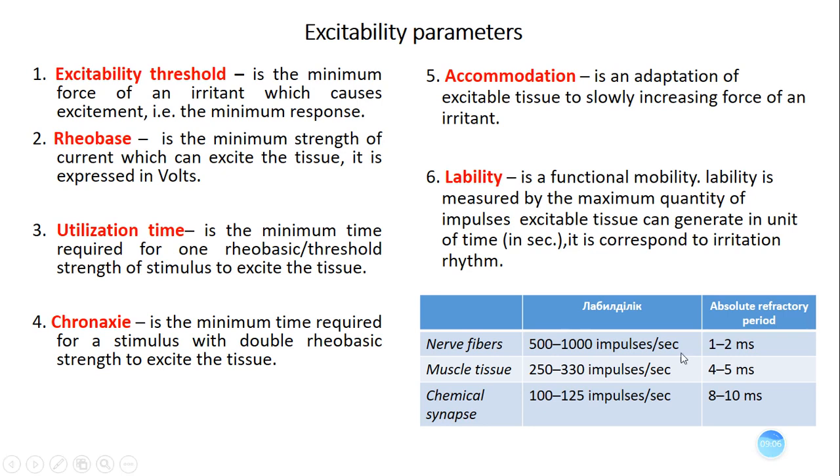It's 1 to 2 milliseconds, and the muscle tissue's absolute refractory period is 4 to 5 milliseconds, and the chemical synapse is 8 to 10 milliseconds. And if the absolute refractory period is short, its lability will be very high. According to these 6 parameters, you can determine one excitable tissue's excitability.